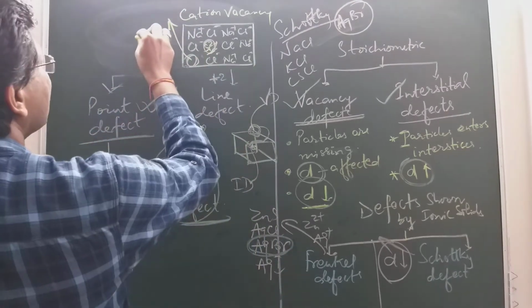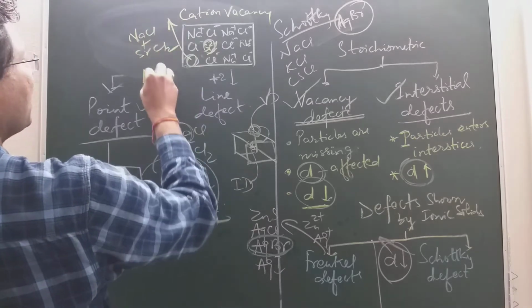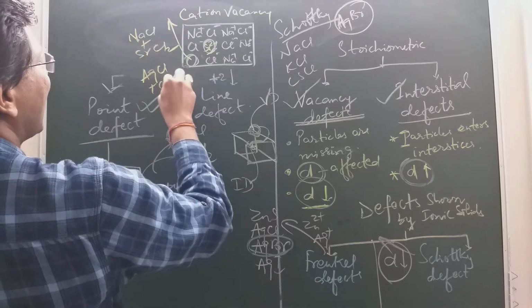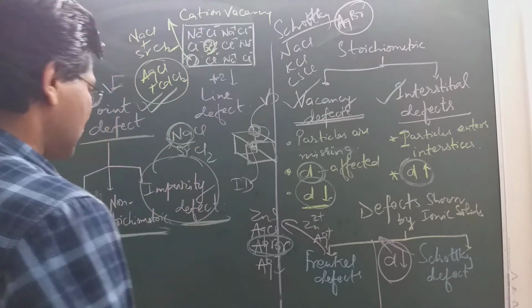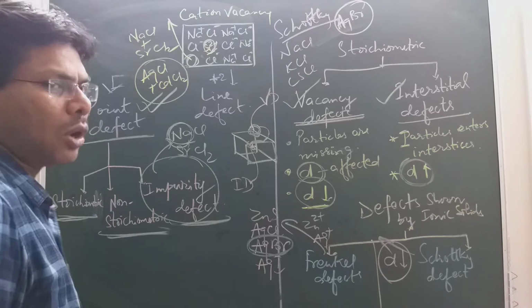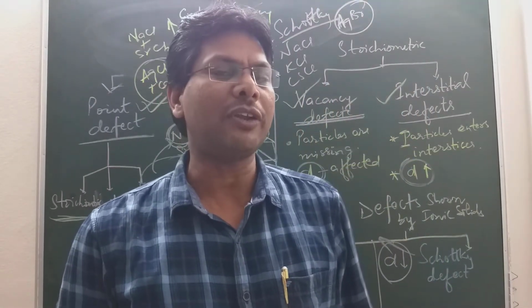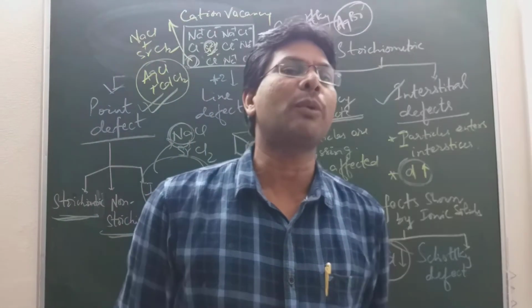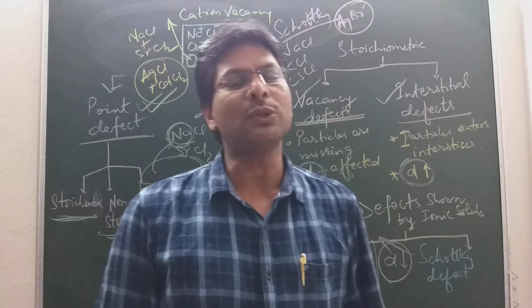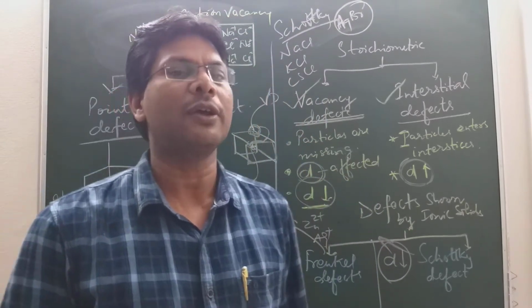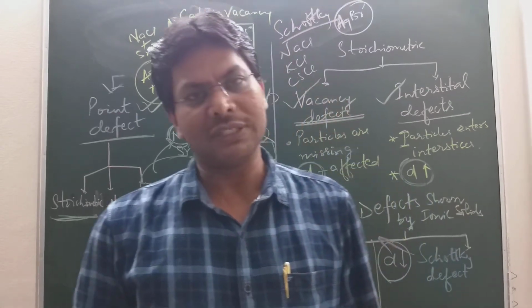Another example: the first example was NaCl plus SrCl2. The second example, you can prepare AgCl mixed with cadmium chloride. So this type of defect is called an impurity defect. There is another type of defect called non-stoichiometric defect. There are some compounds which are not found in a stoichiometric proportion. Stoichiometric means 1:1 proportion. So basically two types of non-stoichiometric defects are there: one is called the metal excess defect, another is called the metal deficiency defect.